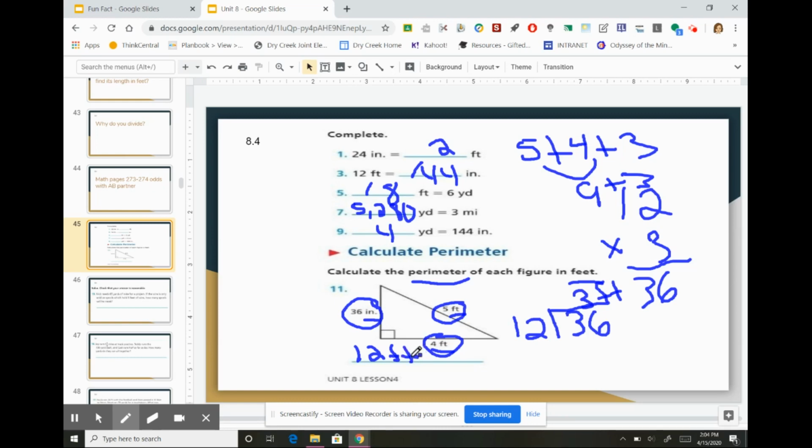Okay. All right, then we're going to start some word problems. So let's get ready for those.